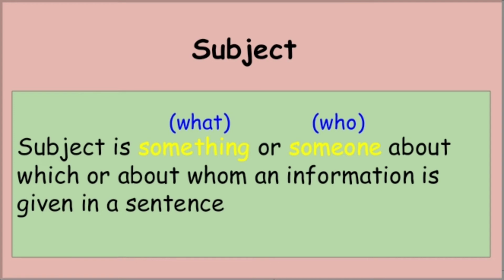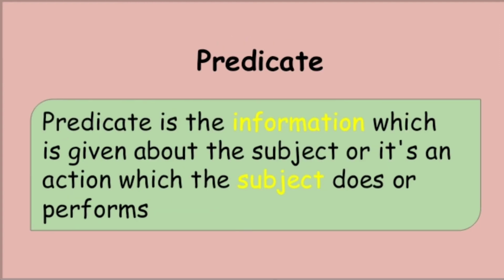So how will you define the subject? Subject is something or someone about which or about whom information is given in a sentence. So here you can notice that the subject can be an answer to the question what or who. We'll discuss more about it in the coming part of the video. So let's define the predicate. Predicate is the information which is given about the subject, or it's an action which the subject does or performs. So, does that mean that we can relate the predicate to the verb or the action that is performed? Well, yes, but it also gives us information about the subject.